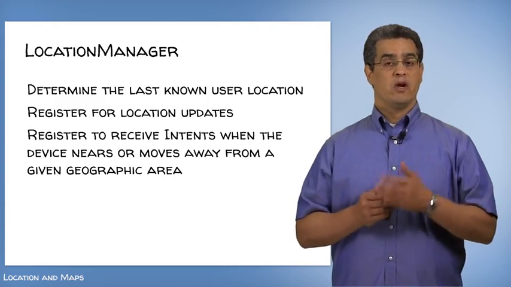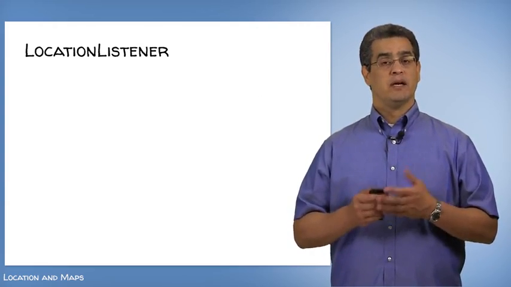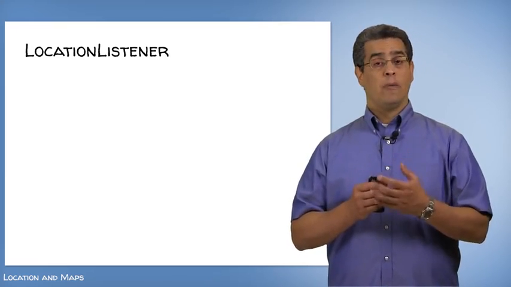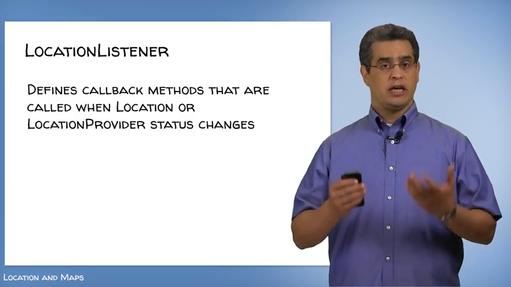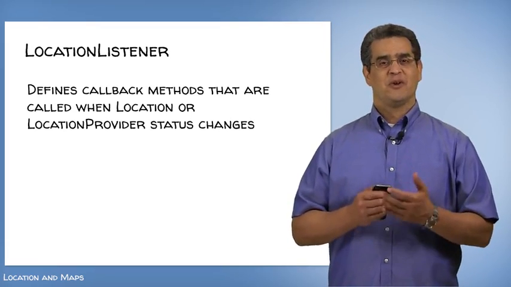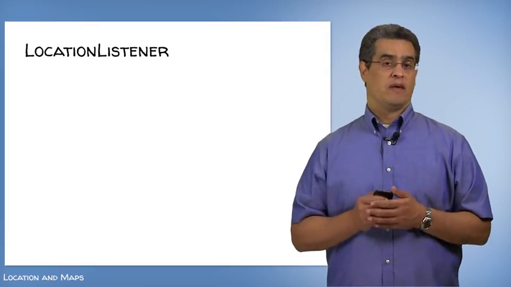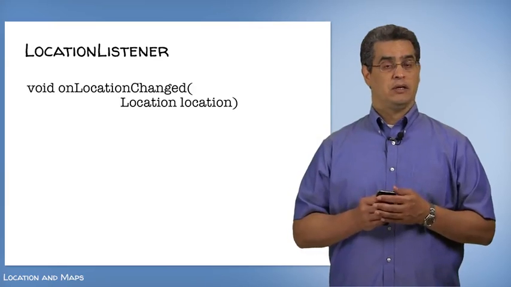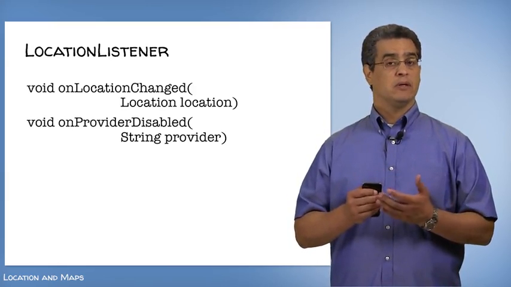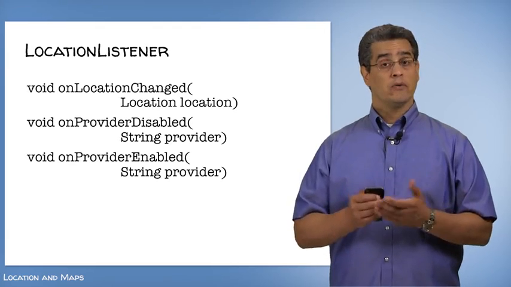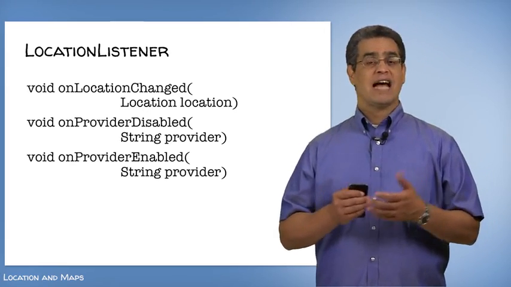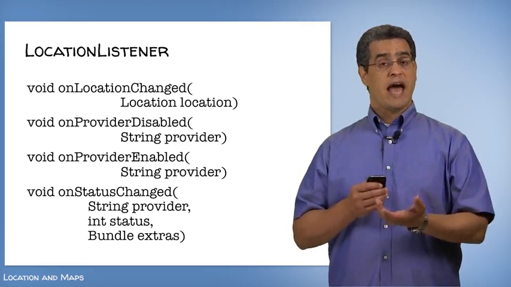If you want to be informed when new locations are determined, you can implement and use a location listener. The location listener interface defines the callback methods that are called when location changes or when the status of a location provider changes. The location listener interface includes the following methods: onLocationChanged, which gets called when a new location is determined; onProviderDisabled and onProviderEnabled, which are called when the user disables or enables a particular provider; and onStatusChanged, which is called when a provider's status changes.